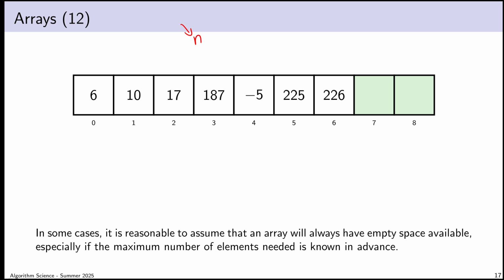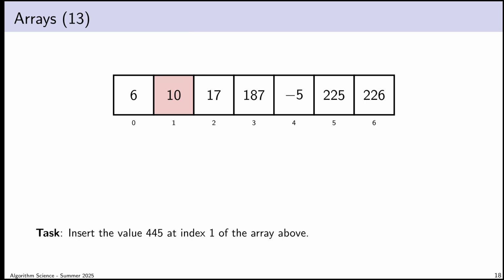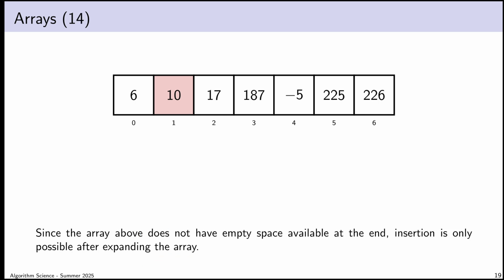But of course, in general, if I just have an array and I want to keep adding values to it, we could end up in a situation where there is no empty space left, because the amount of empty space has to be scheduled in advance. The array is a single contiguous block and I have to decide how big the array is when I create it. So that leads us to this situation. Suppose I want to insert the value 445 between the 6 and the 10. The problem with this array is that there is no empty space available.